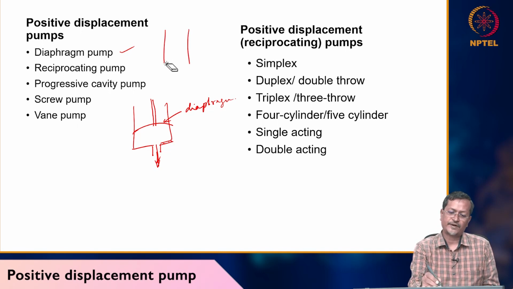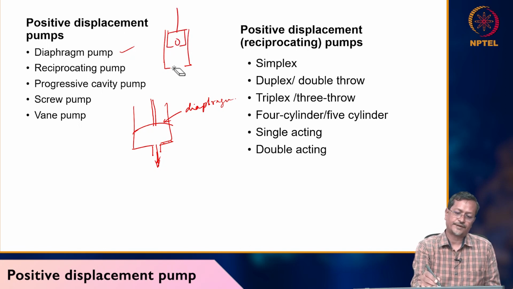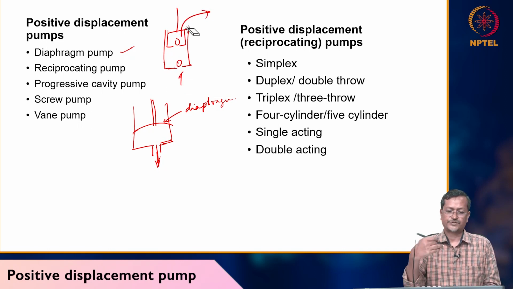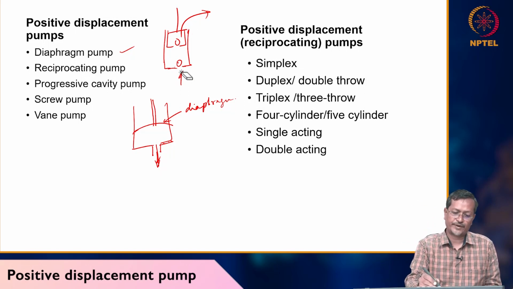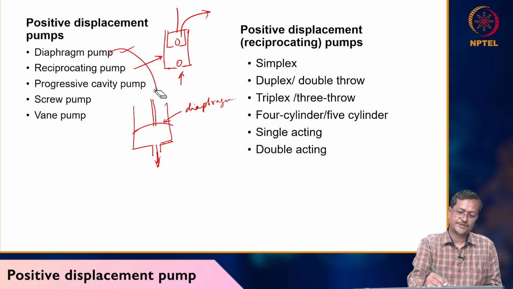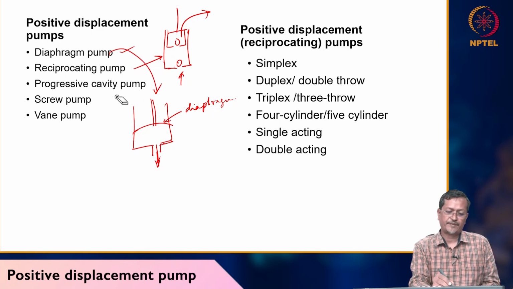Reciprocating pump. Reciprocating pump will have a piston, and you can have one valve here, and fluid can be sucked, it can be delivered. This is reciprocating pump, continuously, like a cycle pump. You are delivering continuously a certain amount of fluid. So they call it reciprocating pump. This is diaphragm pump. Progressive cavity pump I have already shown from my bag.